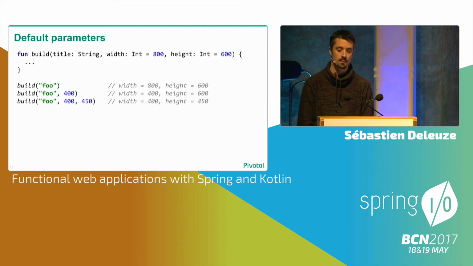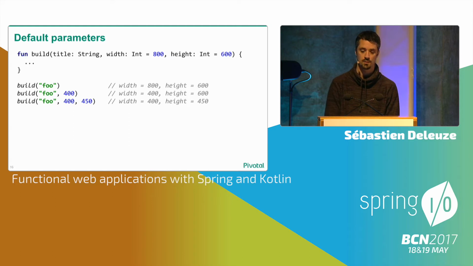You have default parameters and optional parameters. That means that I have a single build function with a mandatory title, a string parameter, and you can also specify parameters with default values. So if you just call build foo, width and height will take their default values, and you can also specify just foo and the first parameter, and the last one will take its default values.